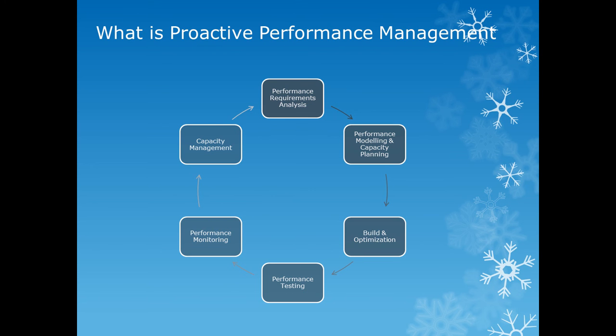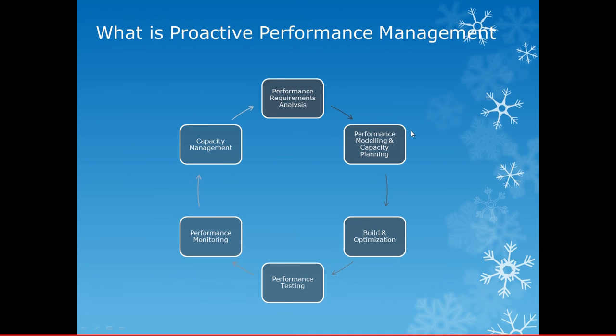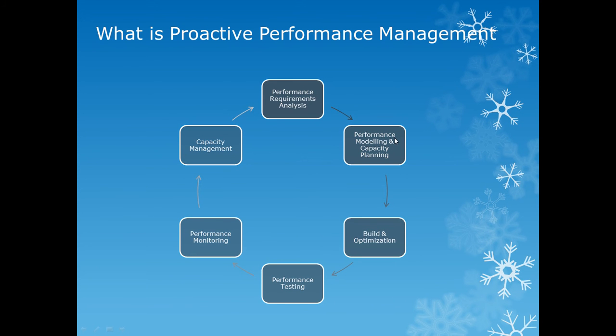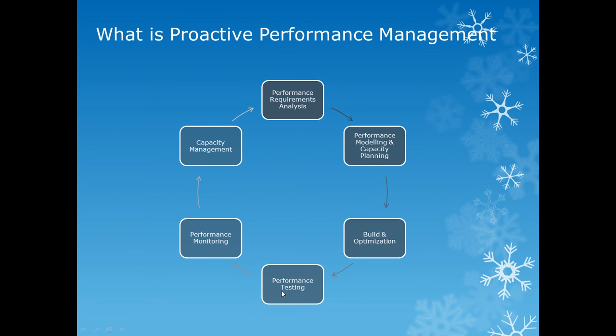Proactive performance management consists of different activities across the development lifecycle. At requirements analysis, you do your non-functional requirements analysis. At design, you're focused on performance modeling and capacity planning towards validating your application design, your infrastructure design. At build, you're focused on build optimization, tuning of the application, and unit performance tests. At test stage, at SIT and UAT, you're focused on performance testing the application and validating your non-functional requirements.